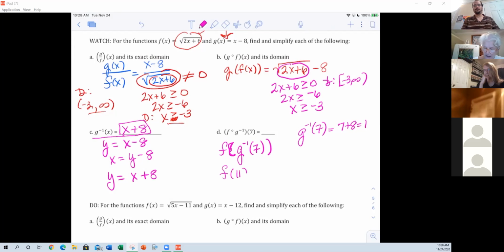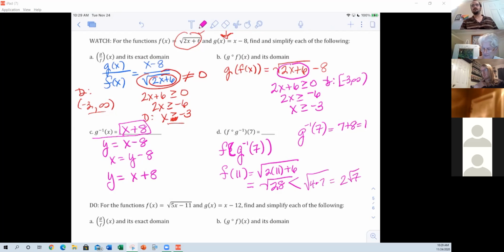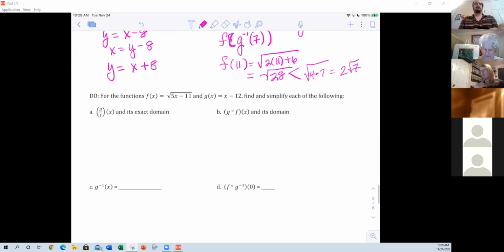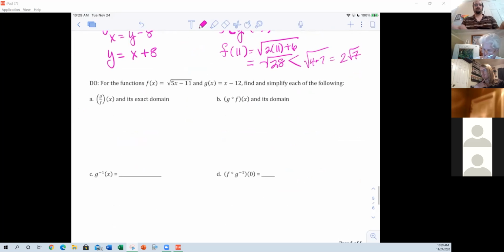And then f of 11 would be the square root of 2 times 11 plus 6. 22 plus 6 is the square root of 28. And that will break down if you'd always want to simplify it, but you would absolutely get the majority of the points if you got it down to this. This would be the square root of 4 times 7, which is 2 times the square root of 7. And I'll finish these out.